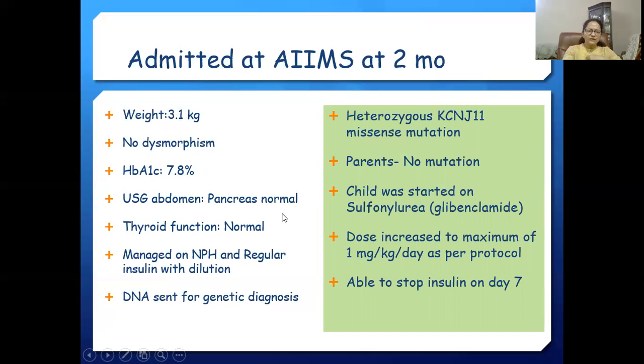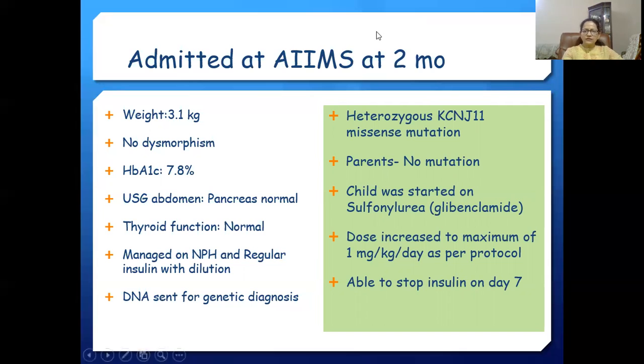Ultrasound abdomen showed normal pancreas. Thyroid function was normal. She was managed on NPH and regular insulin with dilution, and then DNA was sent for genetic diagnosis. We typically send our DNAs either to Exeter, where we used to send all the patient samples because it was being done free of cost as part of a research project. Recently, for the past few years, we have also been sending our DNAs to MDRF Chennai, where again they have research projects funded by ICMR and other agencies. So it's a good choice to send to MDRF as well.